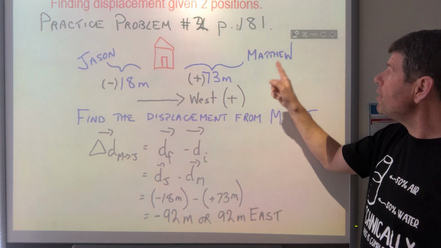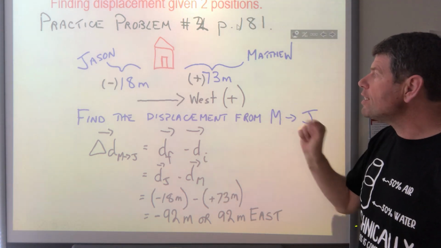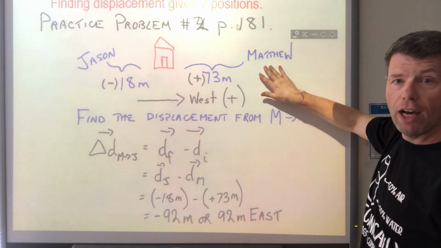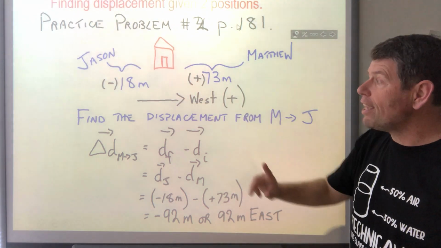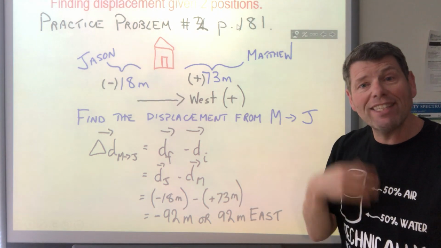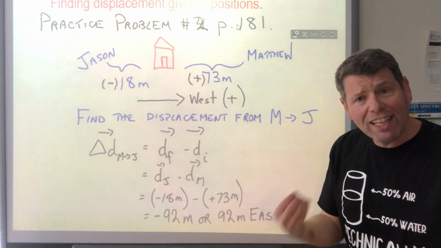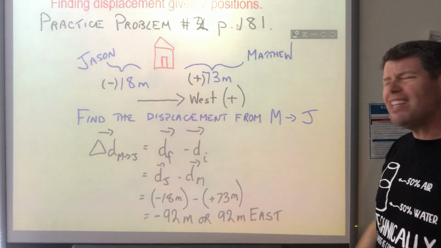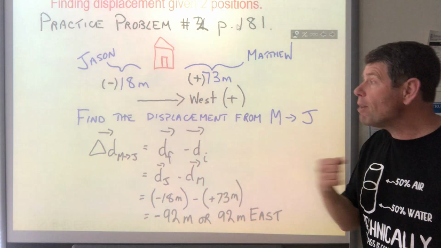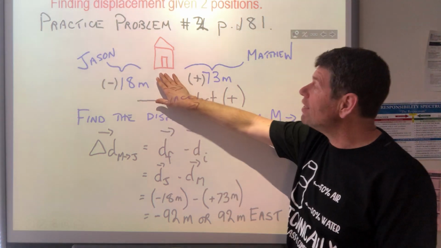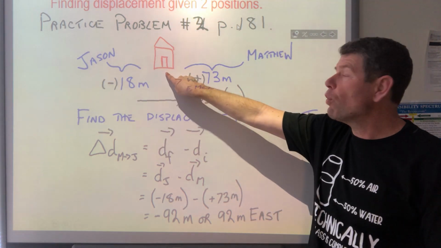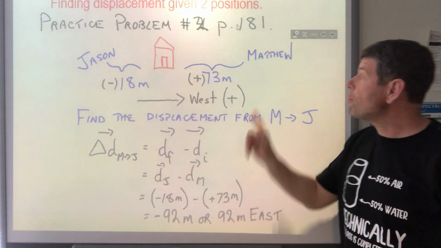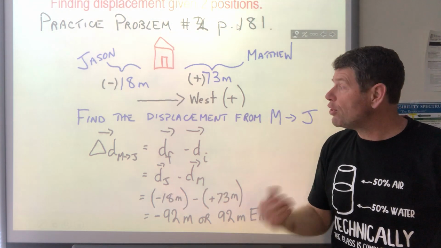So that means if they're telling me that the position of Matthew is positive 73 meters, that means he's standing 73 meters west of the house. And they're telling me that Jason has a value of negative 18 meters. Well, now what does that negative mean? It means east, because I've defined west as positive. So if Jason is negative 18 meters, he must be 18 meters east, which is on the other side of the reference point. Remember, I'm using that house as my frame of reference for the positions I've been given for Matthew and Jason.